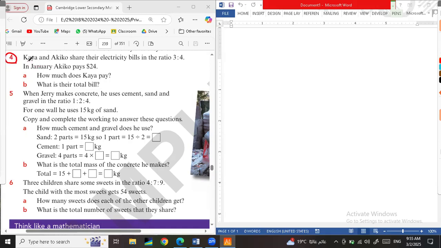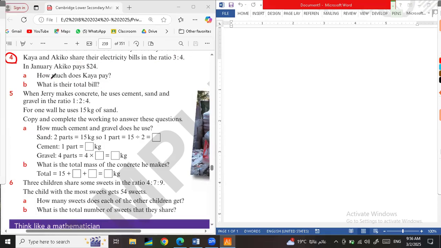Question number 4 says, Kaya and Akiko share their electricity bills in the ratio 3 to 4. In January, Akiko pays $24. How much does Kaya pay? What is their total bill?